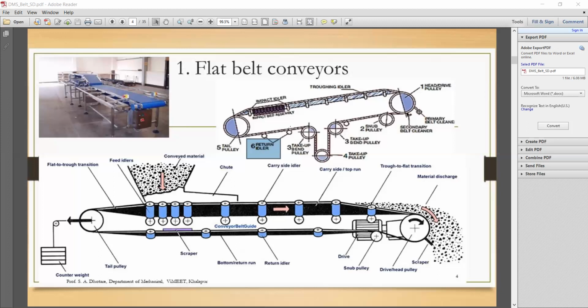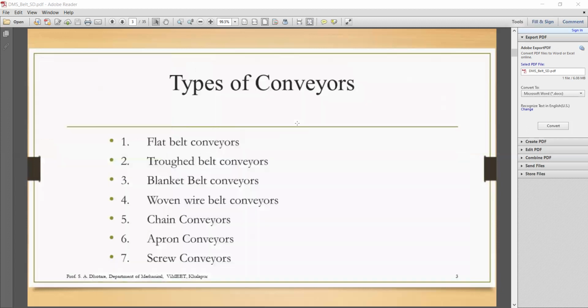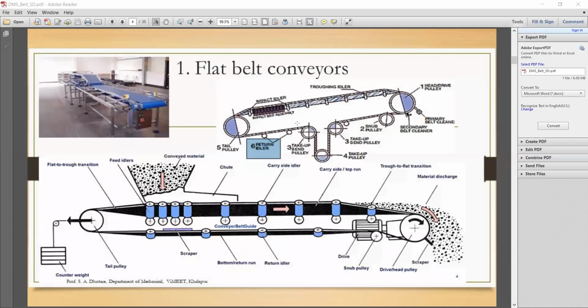So as we have seen the different types of conveyor system, there are seven types of conveyor system: belt conveyor system, trough belt conveyor system, blanket belt conveyor system, open mesh wire belt conveyor system, chain conveyor system, apron conveyor system, and screw conveyor system. Okay, so let's see the flat belt conveyor system.